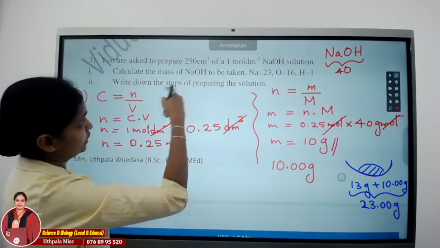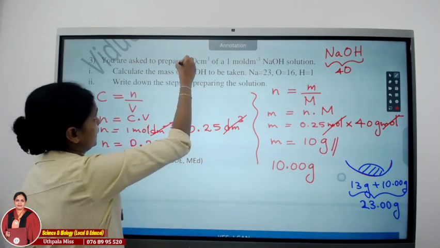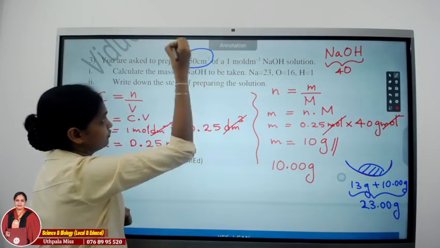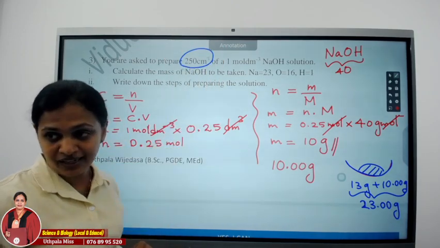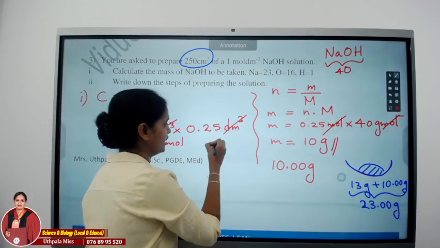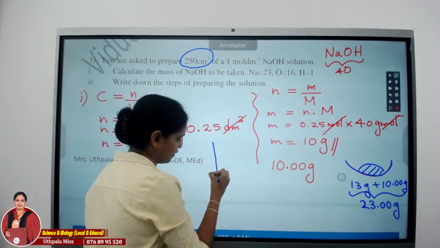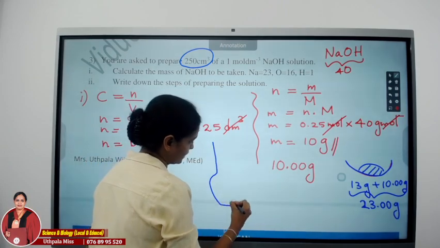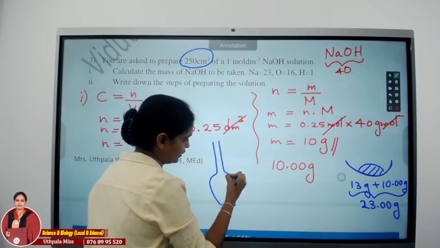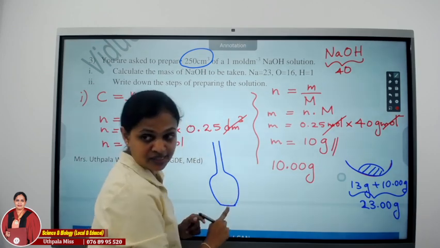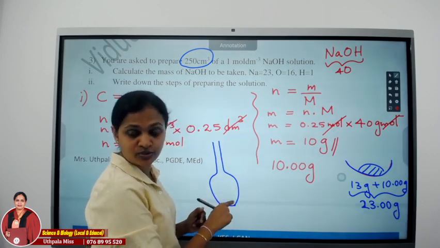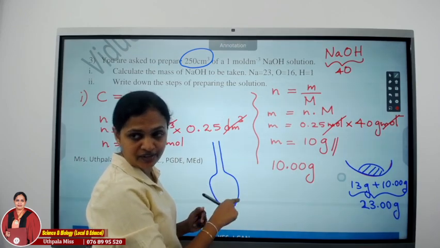Then what is the volume of the solution to be prepared? That is 250 cubic centimeters. And in the laboratory there are volumetric flasks. A volumetric flask is like this. Right? They are of different volumes. 100 cubic centimeters, 200 cubic, 250, 500, 1 cubic decimeter.